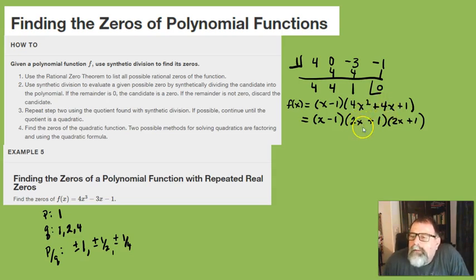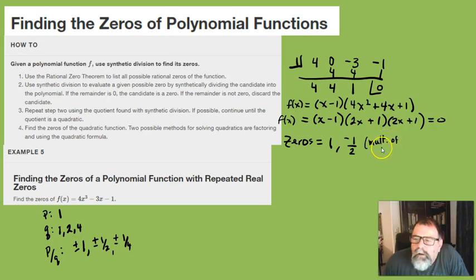Okay? So then our zeros are, so we're going to set this equal to 0 and then solve it. So the zeros are 1, and then remember you're going to subtract 1 and then divide by 2. So it's negative 1/2, and then negative 1/2 again. So we got negative 1/2 with a multiplicity of 2.